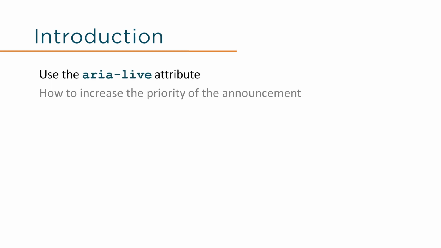We'll use an aria-live attribute to make each section element be announced through the screen reader, and we'll explain how to use the aria-live value to increase the priority of when new content is announced.